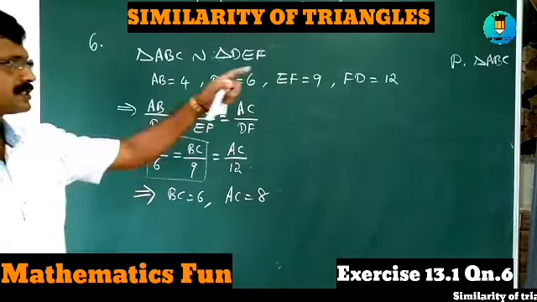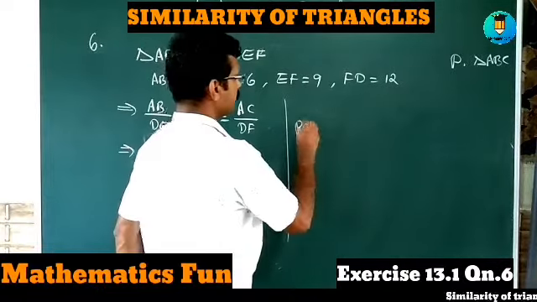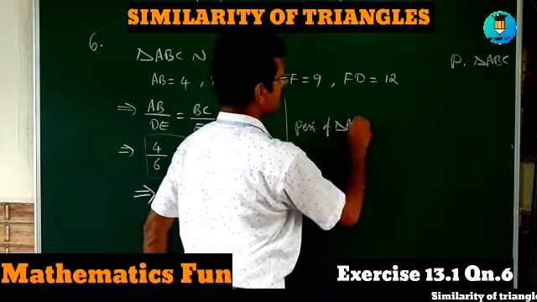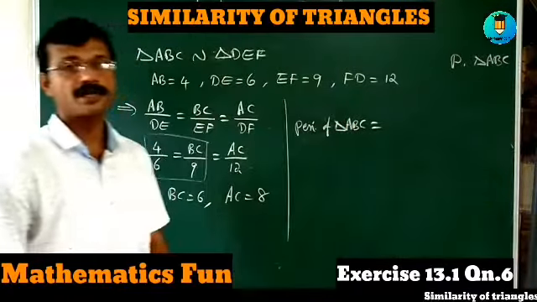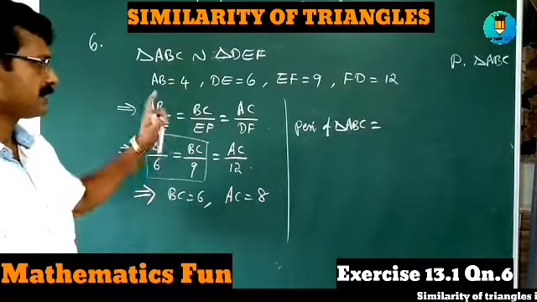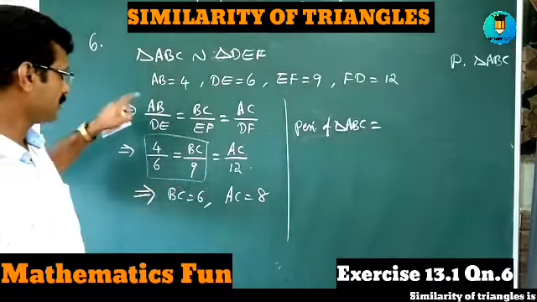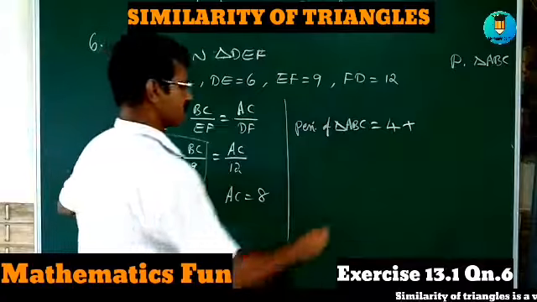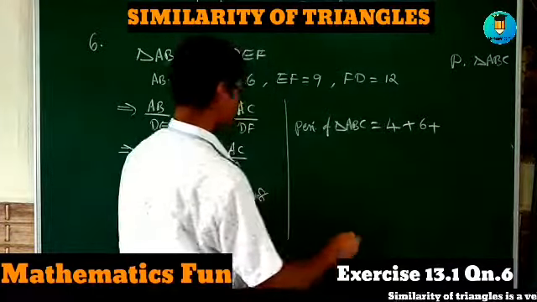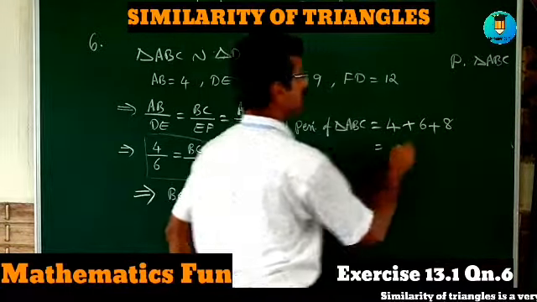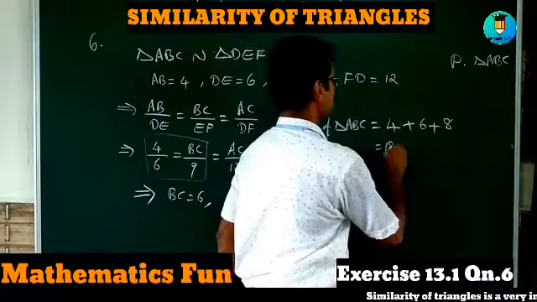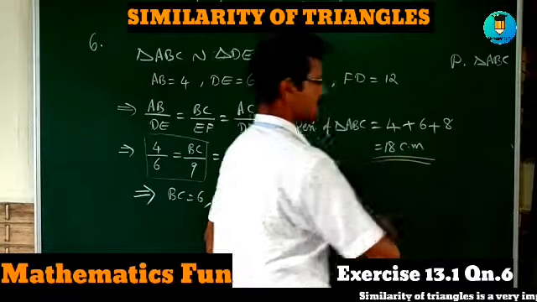Now the question asks to find the perimeter. So we can write the perimeter of triangle ABC. Perimeter means we have to add up all the sides. That is AB plus BC plus AC. AB we already know is 4, BC is 6 and AC is 8. So we have to add it. 6 plus 8 is 14, plus 4, 18 centimeter is the perimeter.